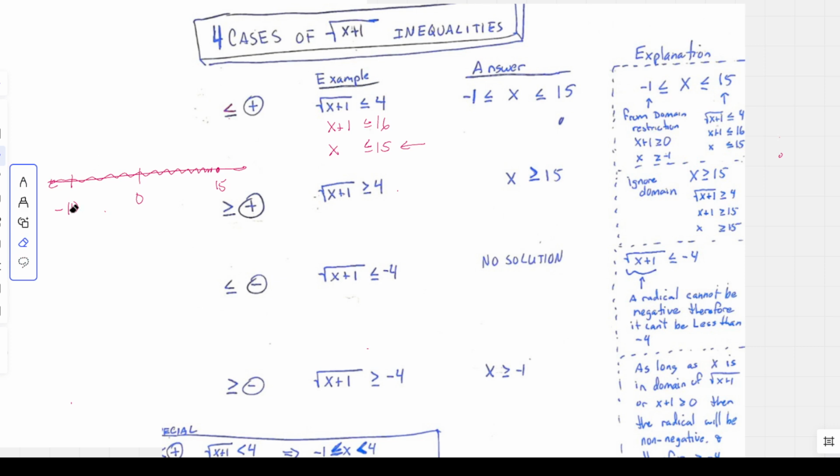So there's going to be some limit to the smallest number. The smallest number you could plug into this is -1. That'll give us 0. So we're going to have to cut off some of this solution set and cap it at -1 because of the domain restriction of the radical. So that gives us this solution set, all the numbers between -1 and 15. And that's written like that.